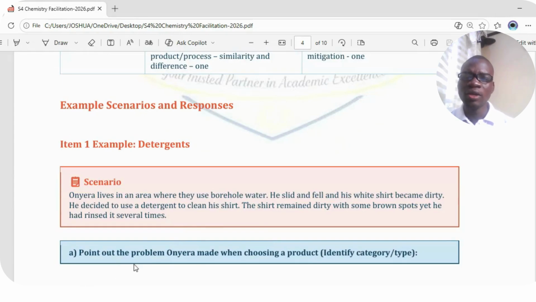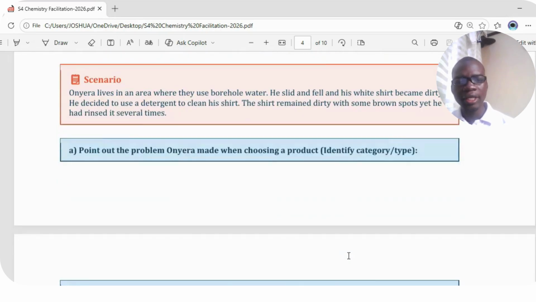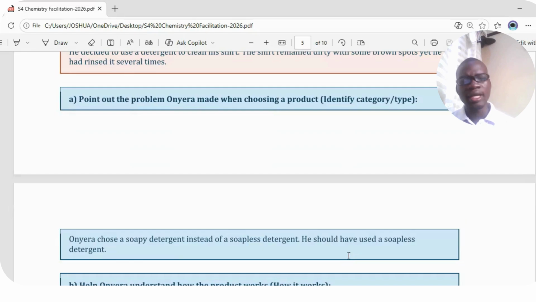So the first task was: point out the problem Onyera made when choosing a product. So here, what are you supposed to tell us? As I already told you, the approach for part A, which is about the category, is to just identify for us the category or type. No need for giving us an example or defining or reasoning. Just identify for us the category or type. So here is the suggested answer. Just tell us Onyera chose a soap detergent instead of a soapless detergent. Or just tell us he should have used a soapless detergent.